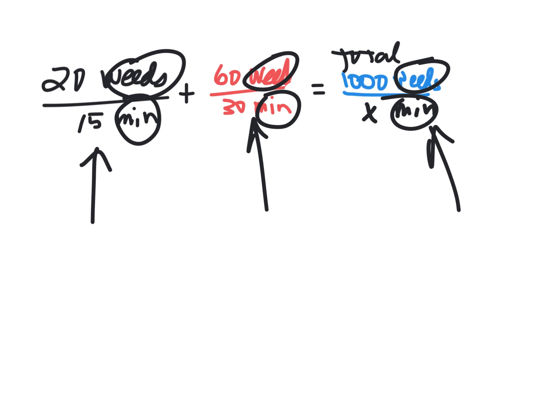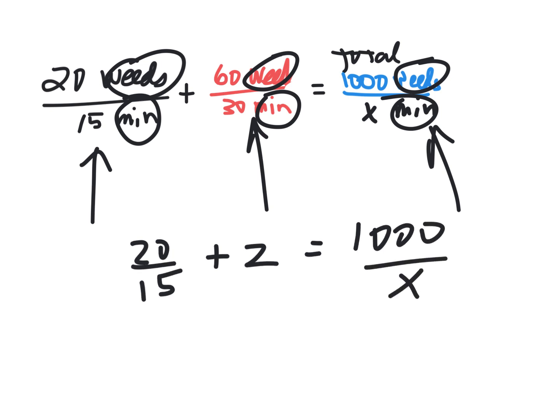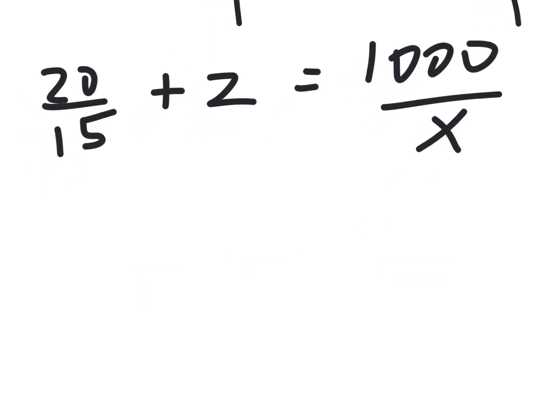Now the cool part is I can just drop the units because I know I set it up from the units. So now it's 20 over 15, and can't that be reduced? Sure it can. And then it's 60 over 30, and can't that be reduced? Super easy. What's 60 divided by 30? 2 equals 1,000 over X. And now, doesn't it look like one of those easy ones?